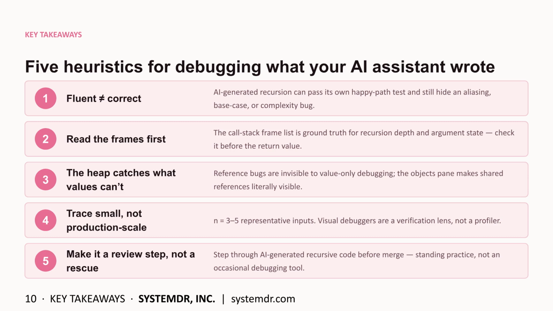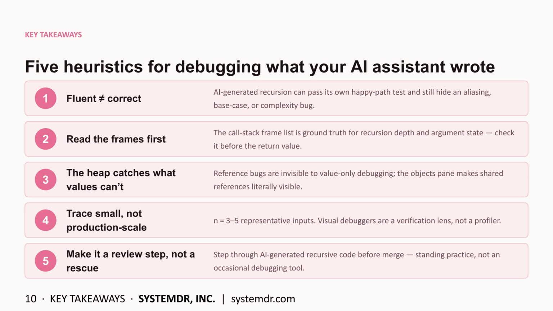Let's bring this together into 5 heuristics you can actually carry forward. 1. Fluent is not correct. AI-generated recursion can pass its own happy path test and still hide an aliasing bug, a base case bug, or a complexity bug. 2. Read the frames before you read the return value. The call stack frame list is your ground truth for recursion depth and argument state. 3. The heap catches what values can't. Reference bugs are invisible to value-only debugging. The objects pane makes shared references literally visible as duplicate arrows.